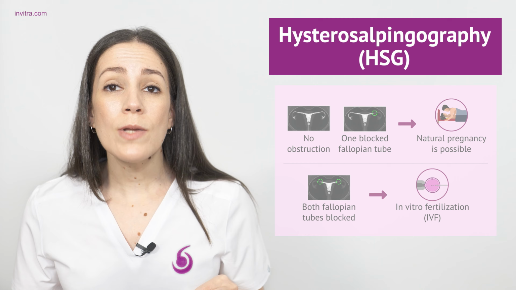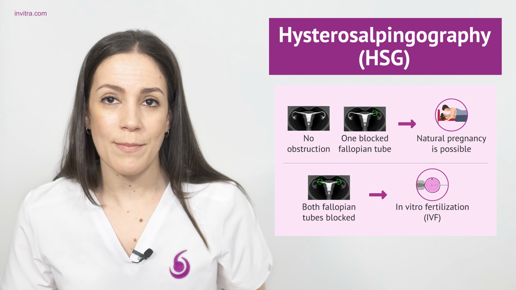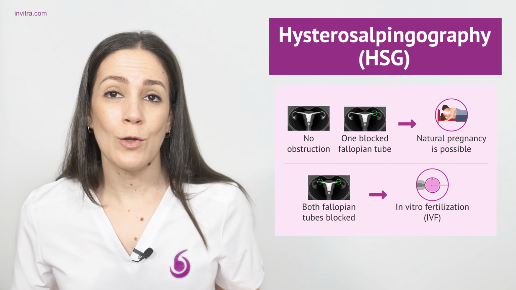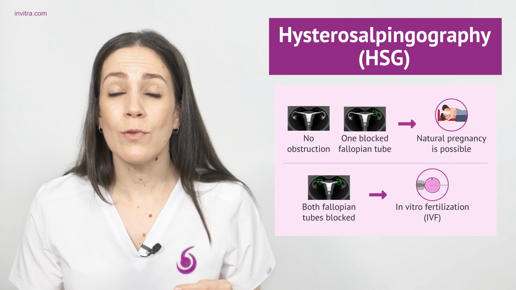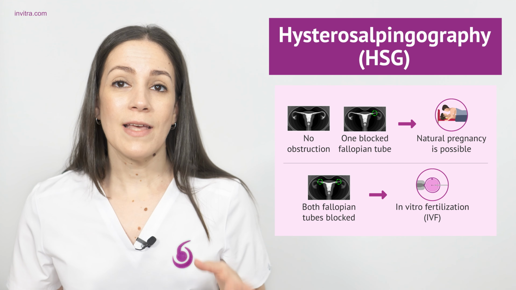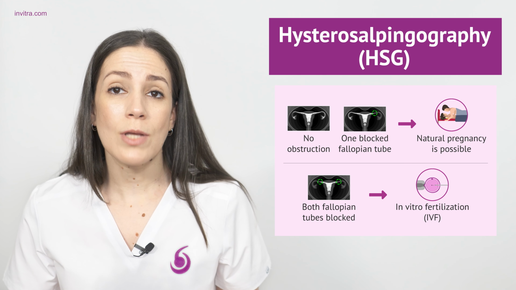If at least one of the tubes is permeable, that is, it is not obstructed, pregnancy could occur. Conversely, if both fallopian tubes are blocked, the necessary meeting between the ovum and the spermatozoon for fertilization will not take place. Given this situation, it will be necessary to resort to in vitro fertilization to seek a pregnancy.